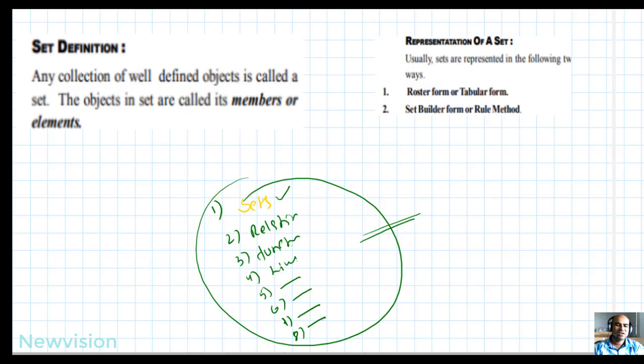Without sets you can't learn relations. Without relations you can't learn functions. Without functions you can't learn limits. Without limits you can't learn differentiation. Without differentiation no application, and without differentiation you can't learn integration, like that. So first of all you need to complete the first chapter, that is called sets.